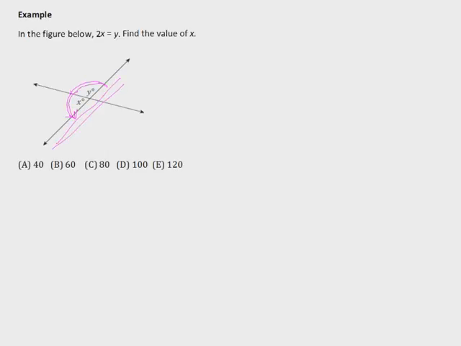Got the straight line. So I know that y degrees plus x degrees is equal to 180 degrees. That is y plus x is equal to 180. Y and x are supplementary angles. I'm also given 2x is equal to y.